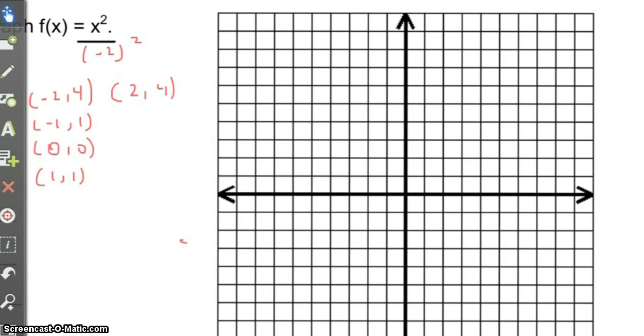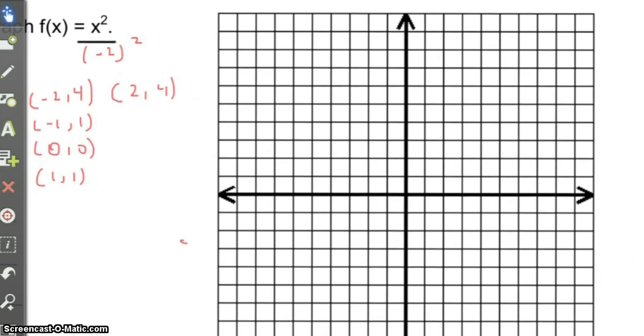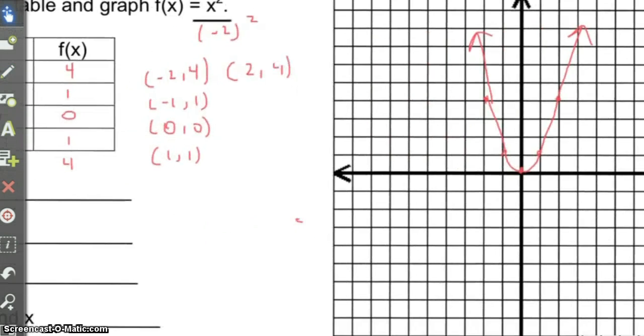So (-2, 4) would be somewhere over here. (-1, 1) over here, (0, 0), (1, 1), (2, 4). Connect those points, and this will be your y equals x squared, which is the parent function.